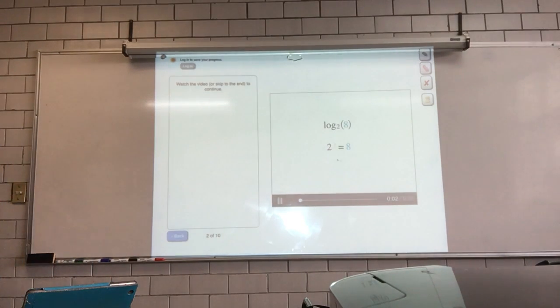Right, it's 3, since 2 to the third power equals 8. That means that the log of 8 base 2 is 3. Let's leave that equation up there. Next question. What's another way to write this equation? The log of x base b equals y.